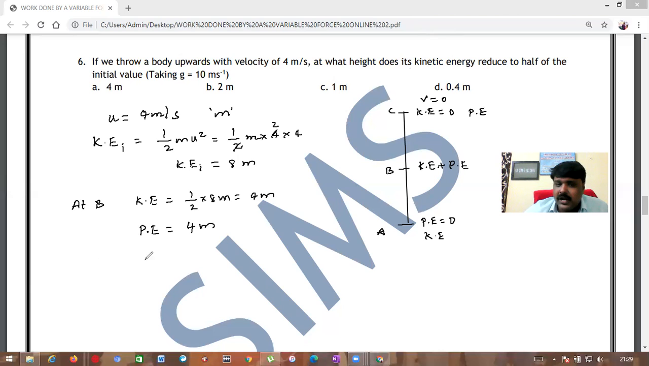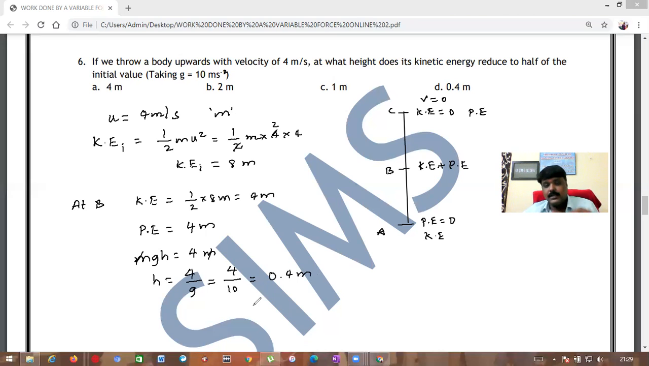Now, what is the formula for potential energy? We have mgh equals 4m. m gets cancelled on both sides, and h equals 4 by g, as we are asked to take the value of g as 10 meters per second square. 4 by 10, that is 0.4 meters.